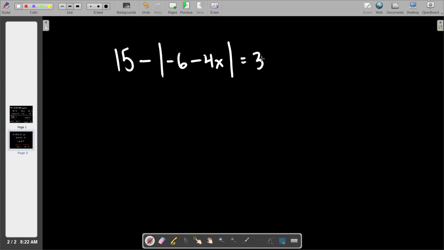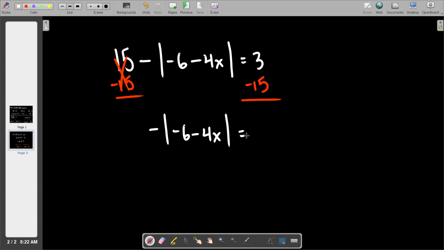Step 1. Nice. Good. Let's subtract 15 from both sides because that's a positive 15. So we get the negative of the absolute value of negative 6 minus 4x equals, what's 3 minus 15? What are you thinking? No solution?